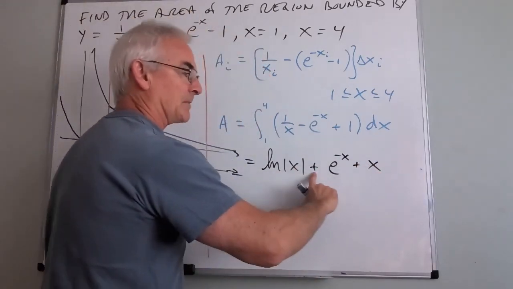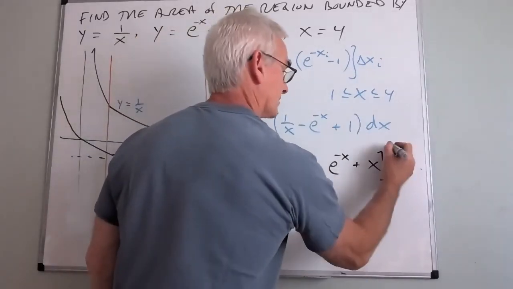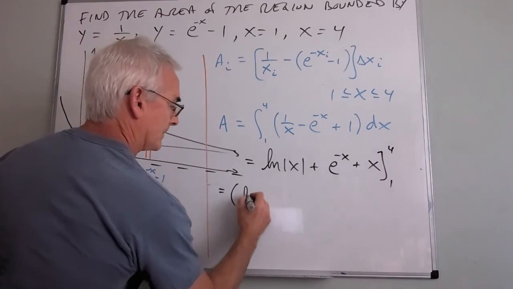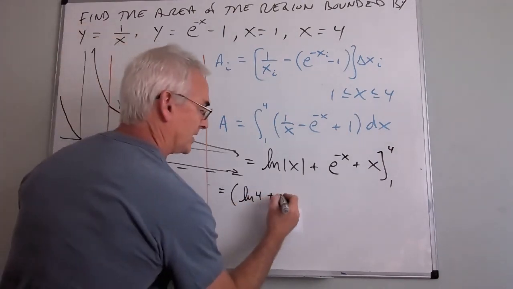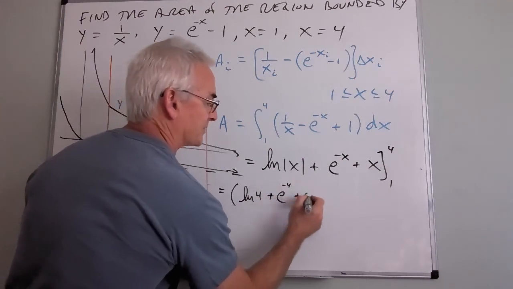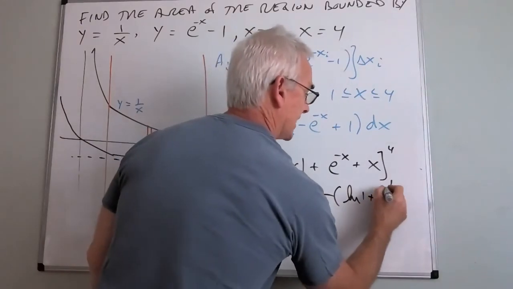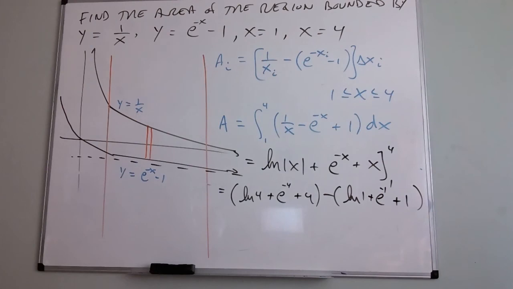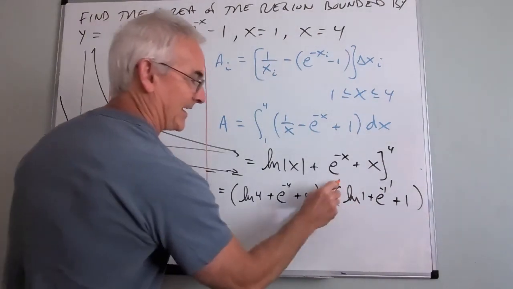The biggest mistake we're going to make is probably right here, right? A plus or minus error. We don't want any errors. Don't like errors. Not a big fan. Okay, so this is log 4. I don't need to say absolute value for it. It's just log 4 plus e to the -4 plus 4, minus log 1 plus e to the -1 plus 1. Now there's one gimme. What's the one gimme? Log 1. And that's 0.